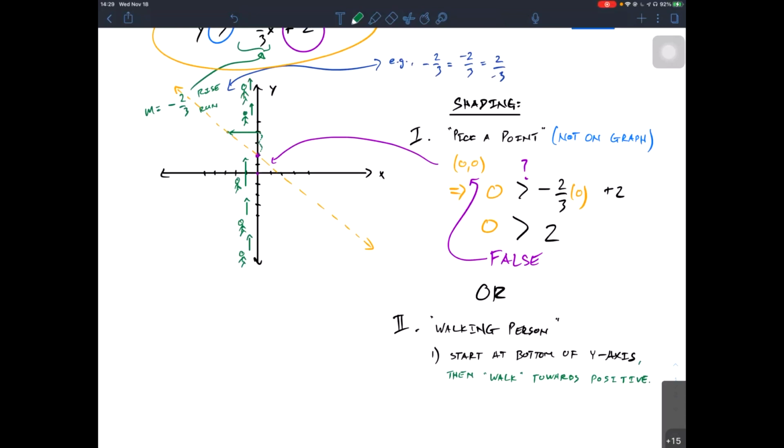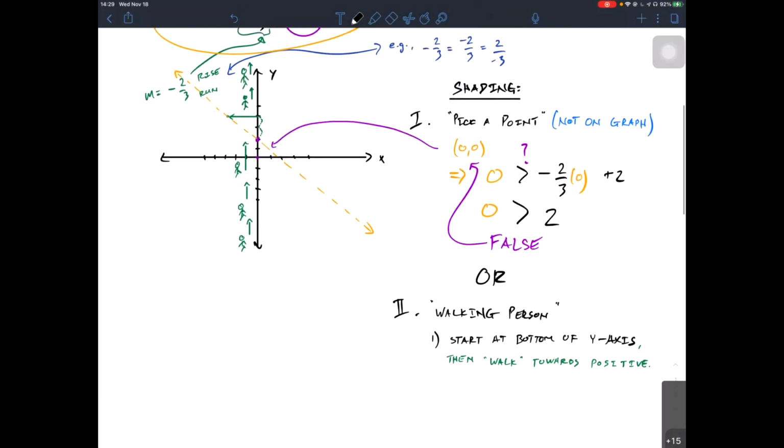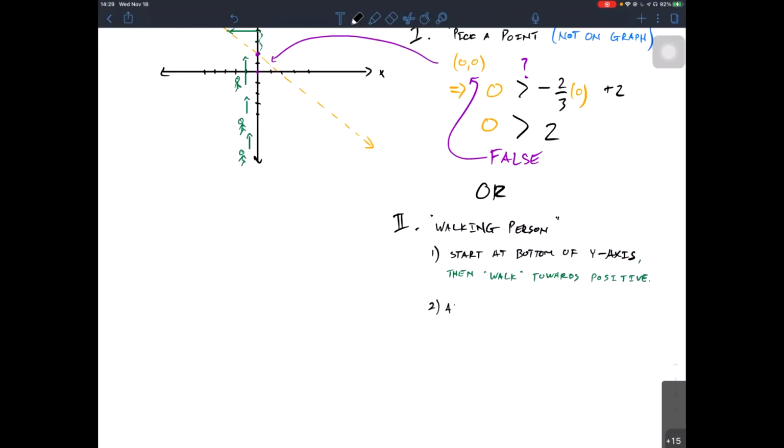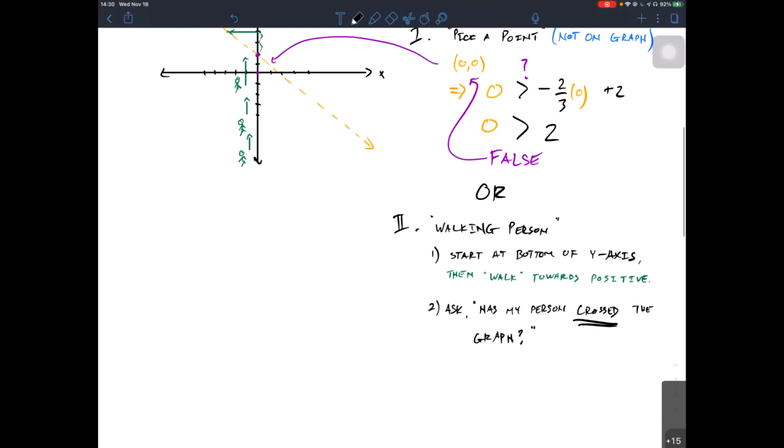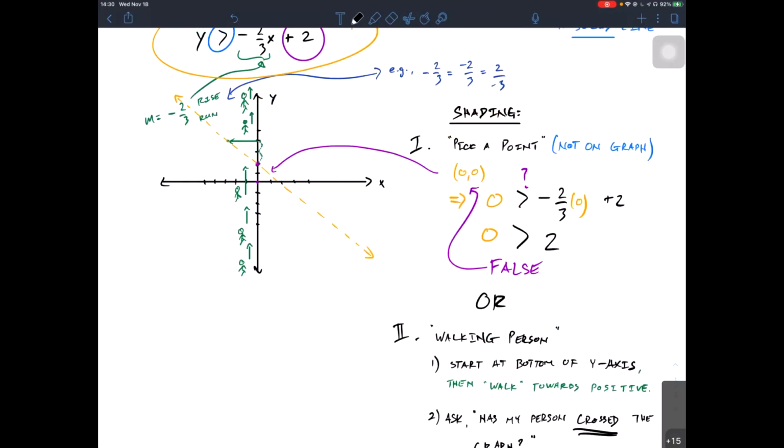So once you establish that notion, that visual, right, you ask yourself to ask the person, has my person crossed the graph? Okay, has my person crossed graph? So what does it mean to cross? It's that orange dotted line, right? Another way to think of it, though, is that am I below or above the graph?